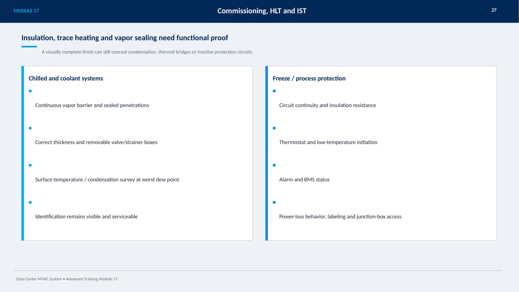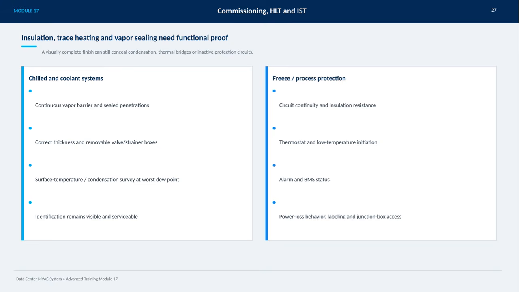It's important that insulation is of the correct thickness, and that valve and strainer boxes remain removable for maintenance access. We also need to conduct surface temperature and condensation surveys at the worst dew point conditions to catch potential problem areas early. Identification labels must stay visible and serviceable throughout the system's life cycle.